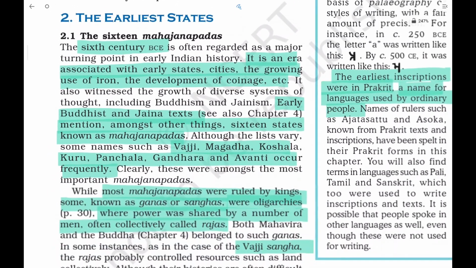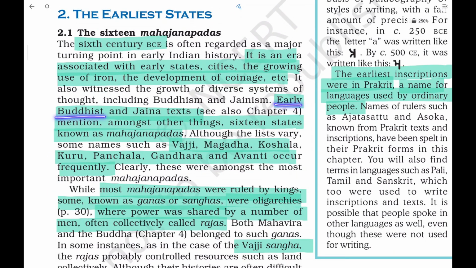Now, the earliest Buddhist text I have already mentioned, the Anguttara Nikaya, mentions the 16 Mahajanapadas, and there is a Jain text called the Bhagavati Sutra which also mentions these Mahajanapadas. Vajji, Magadha, Koshala, Kuru, Panchala, Gandhara and Avanti occur frequently, as these were some of the major Mahajanapadas.